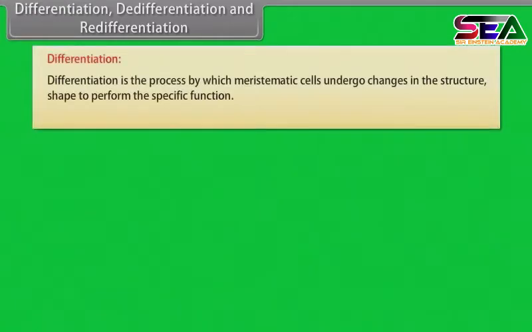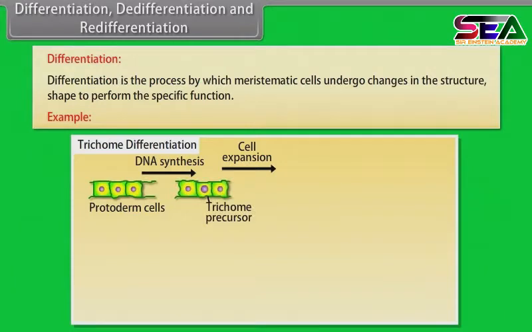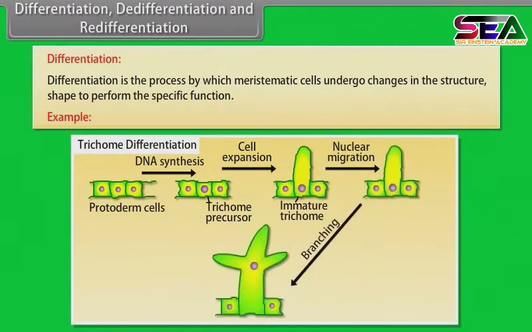Differentiation, dedifferentiation, and redifferentiation. Differentiation is the process by which meristematic cells undergo changes in structure and shape to perform specific functions. For example, after the DNA synthesis of the protoderm cells, cell expansion takes place and it forms an immature trichome. After that, nuclear migration takes place, then branching occurs, and then it reaches the maturation stage.